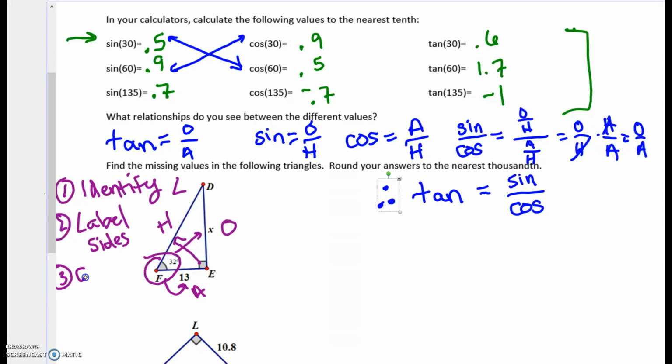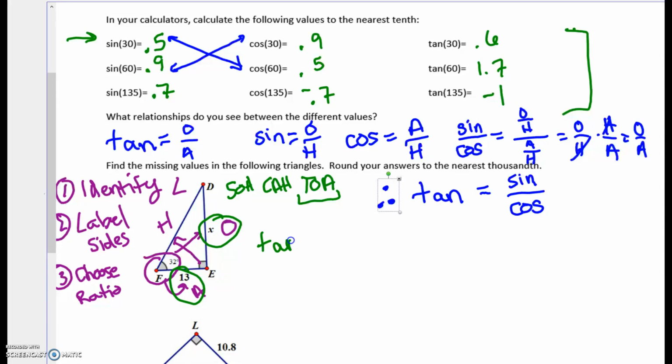Then we're going to choose a ratio based on what we have. So here, I am hunting for the X, and I have the 13. That's an O and an A. So when I look at SOHCAHTOA, the branch that has an O and A is tangent. So I'm going to use tangent of theta equals O over A. And y'all are going to get to see me finish the problem in the next video, so be sure to watch the next video.